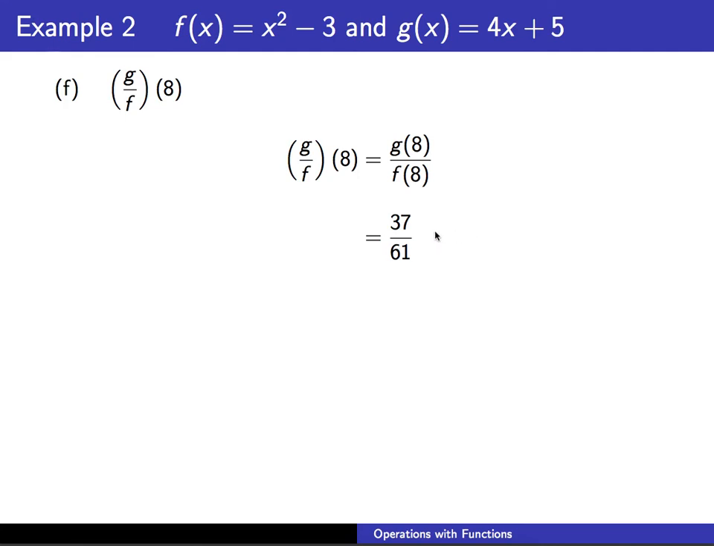And if it could be reduced, such as 2 over 4, we always want to reduce it and give it in lowest terms as a half. But here, again, we can't, because 37 over 61 is as simple as that fraction is going to get.